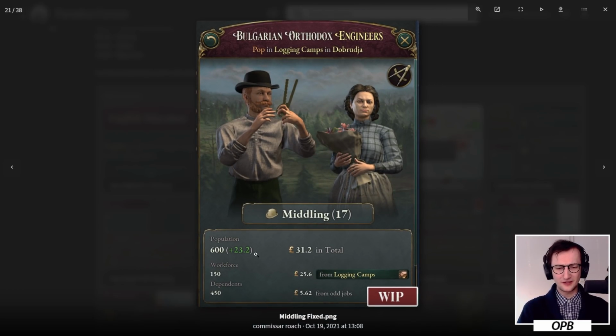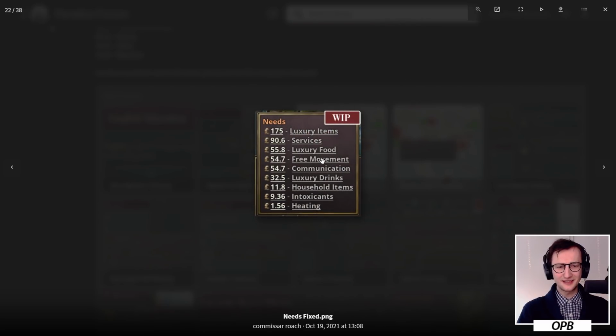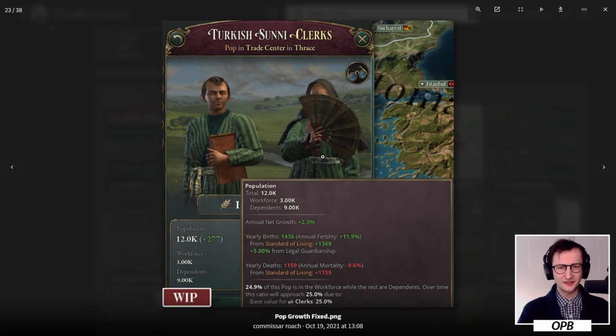Population is increasing. It's a fairly small population. Workforce is 150, dependents 450. They're currently working in logging camps, and some have art jobs. Of course, these are the dependents, but most of the money comes in from the logging camps. I love this. And we can see right here are the needs. Don't worry about it. Nothing too interesting.